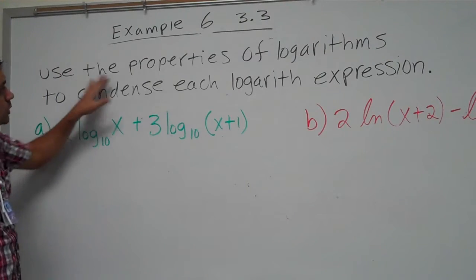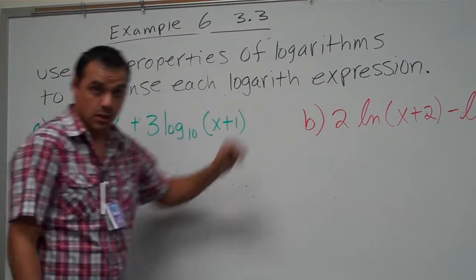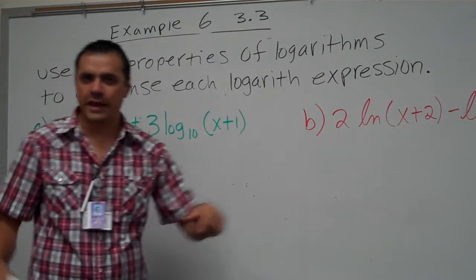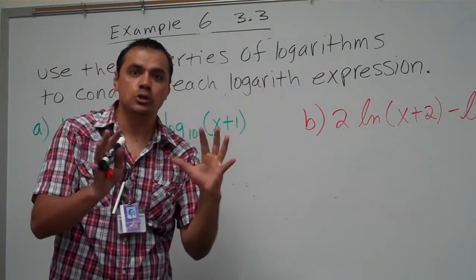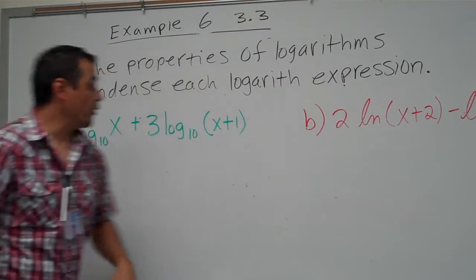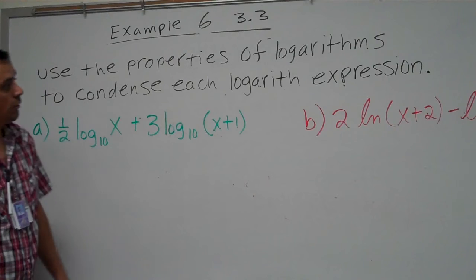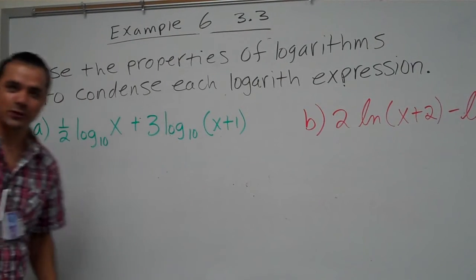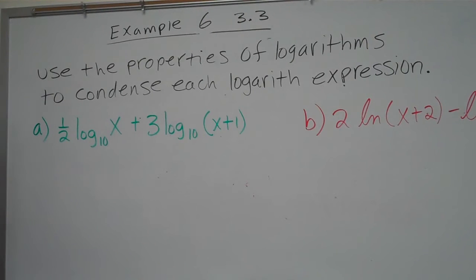Now, it says, use the properties of logarithms, which we've been working with a lot, to condense. Condense means to take something big and make it smaller. To condense each logarithmic expression. So here we go with example A.